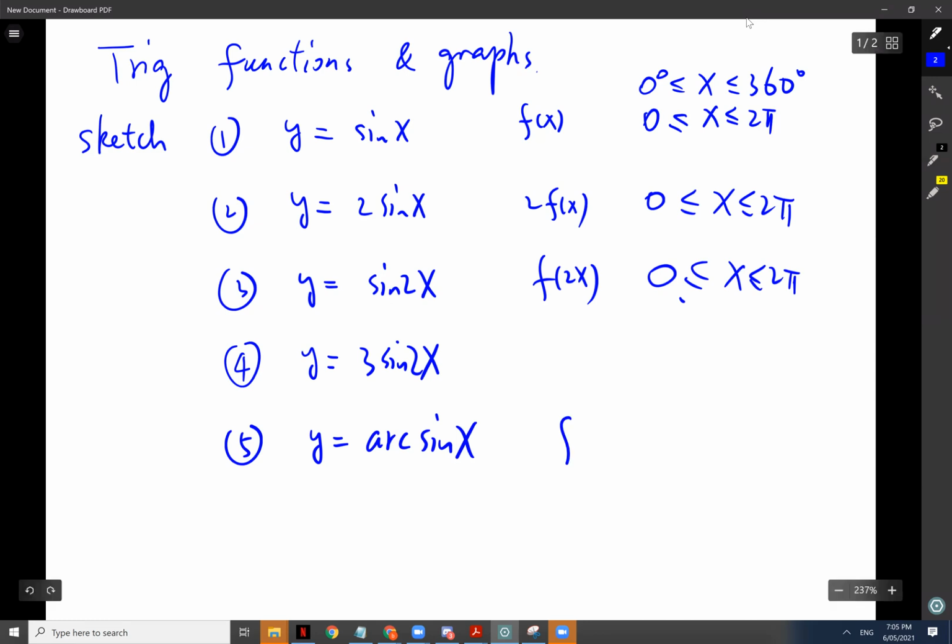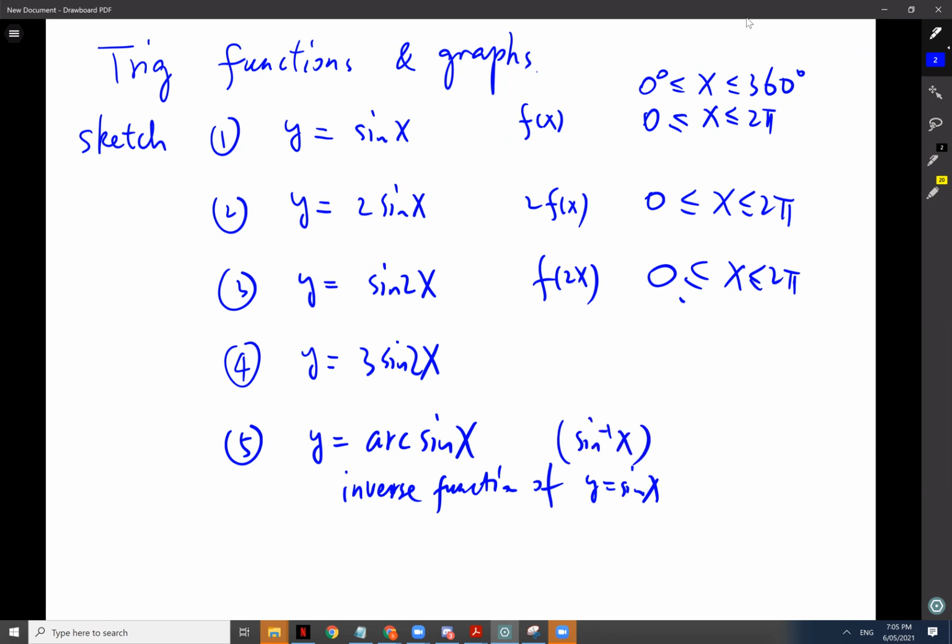Well, this is actually f inverse. This is called the inverse function of sine x. It's called arcsin x. In other systems, sometimes they write this, but in IB, we say arcsin x.